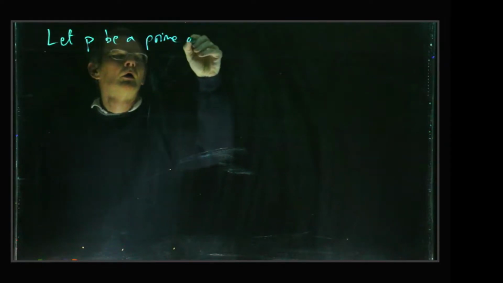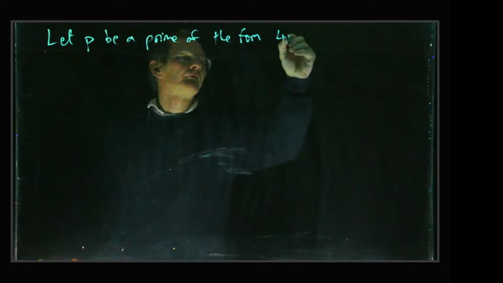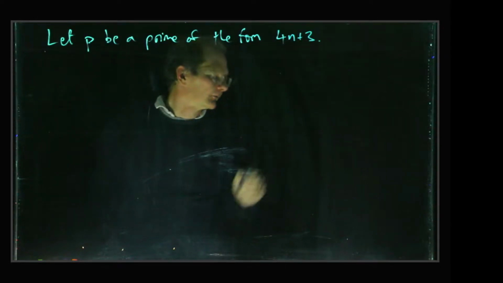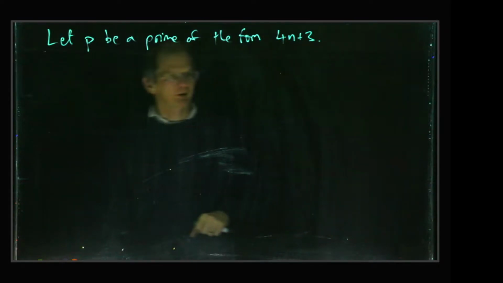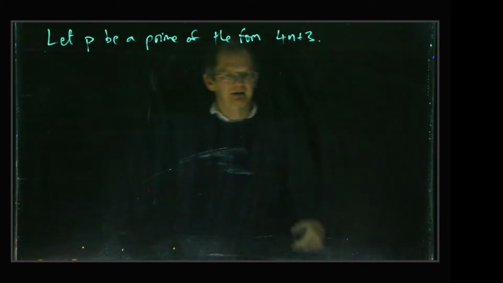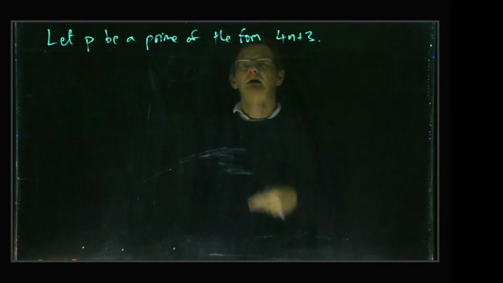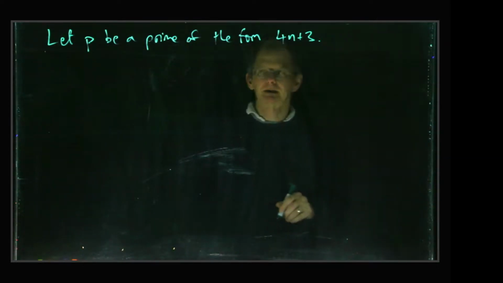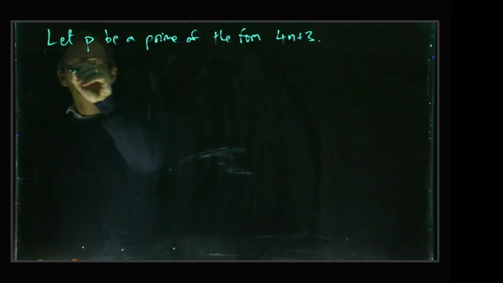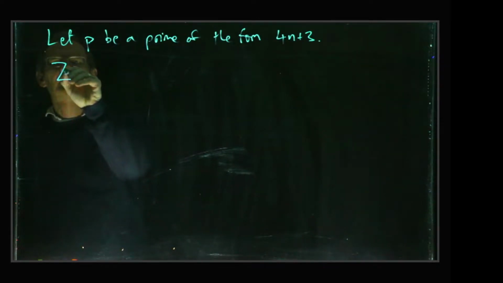So we have to start: let P be a prime of the form 4n plus 3. Okay, so for example 3, 7, 11 are all primes of the form 4n plus 3. The next prime 13 is not of the form 4n plus 3. And about half of primes are of the form 4n plus 3. Okay. So then we're going to consider the field Z mod P.